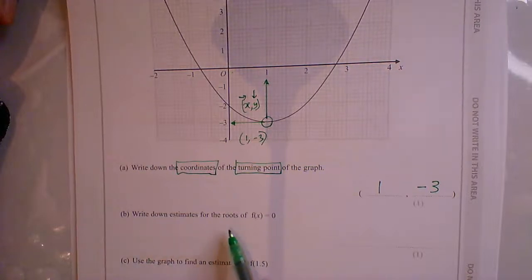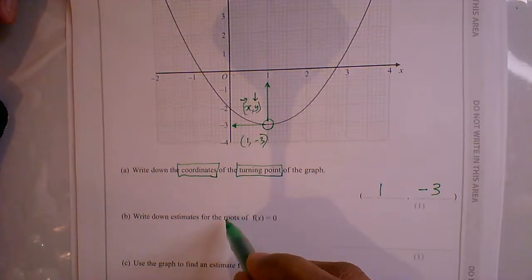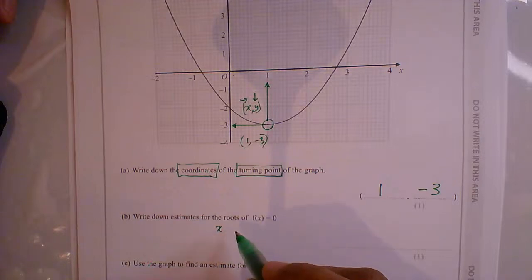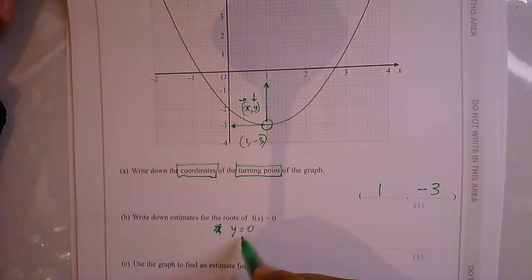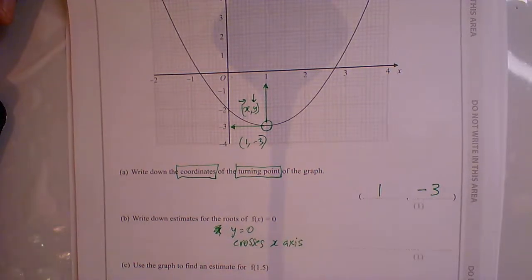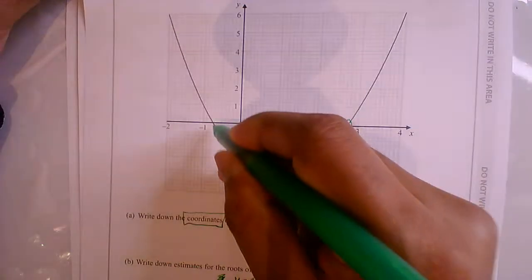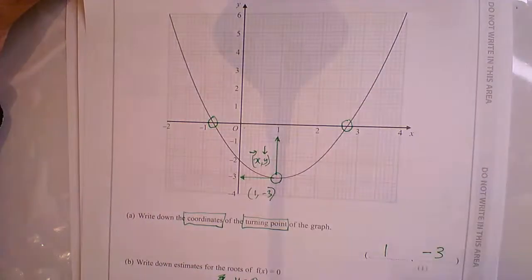Write down estimates for the roots of f of x. What does roots mean? Roots mean y equals 0, where it crosses the x-axis. So where does it cross the x-axis? You can see clearly here, this place and this place here.